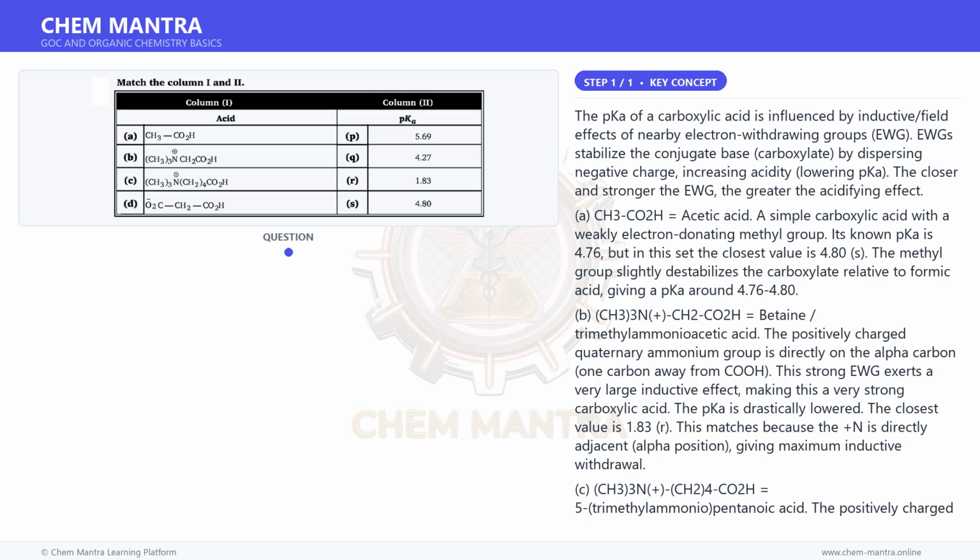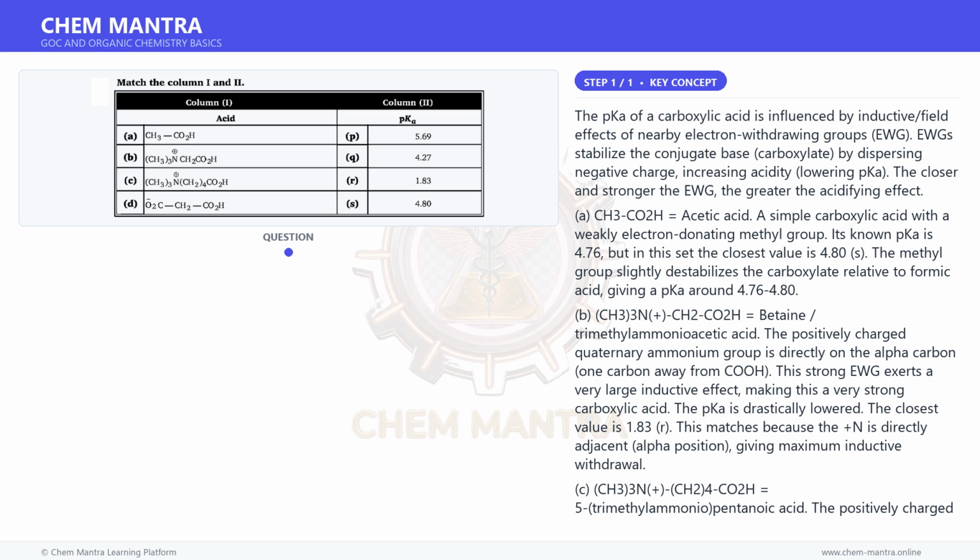The first pKa of malonic acid is about 2.83 and the second is about 5.69. So this represents the second ionization of malonic acid, where one carboxyl is already deprotonated, giving pKa equal to 5.69, P. The already present negative charge makes it harder to remove another proton, raising the pKa.